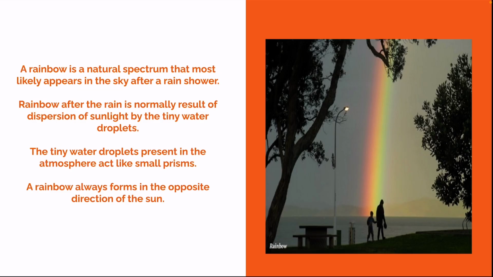A rainbow is a natural spectrum that most likely appears in the sky after a rain shower. Rainbow after the rain is normally the result of dispersion of sunlight by the tiny water droplets. The tiny water droplets present in the atmosphere act like small prisms. A rainbow always forms in the opposite direction of the sun, by the way.